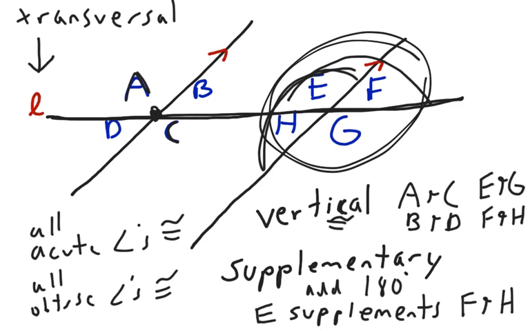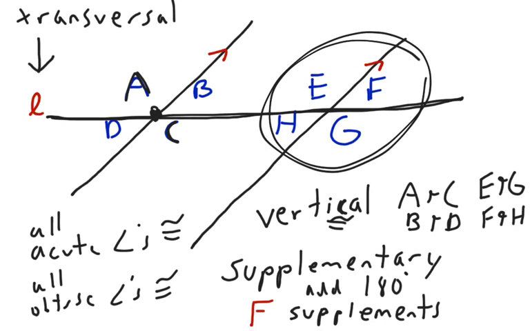Now I want you guys to look at angle F and tell me what 2 angles supplement F. F is going to make a straight angle if we combine it with E, and F would also make a straight angle if we combined it with G. So it would be E and G.